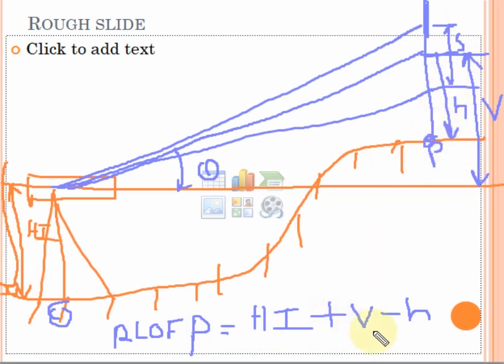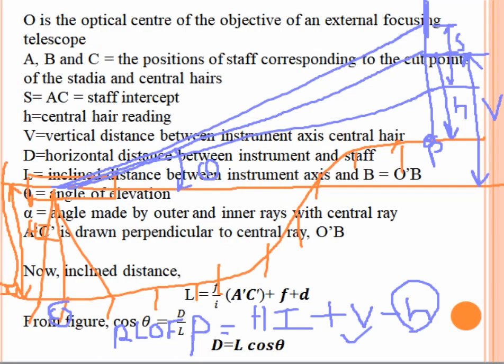So what is V? How can we find out V? h is already known, since you directly measure the central reading. So h is given, and you only need V. So how can you find out V? See here.